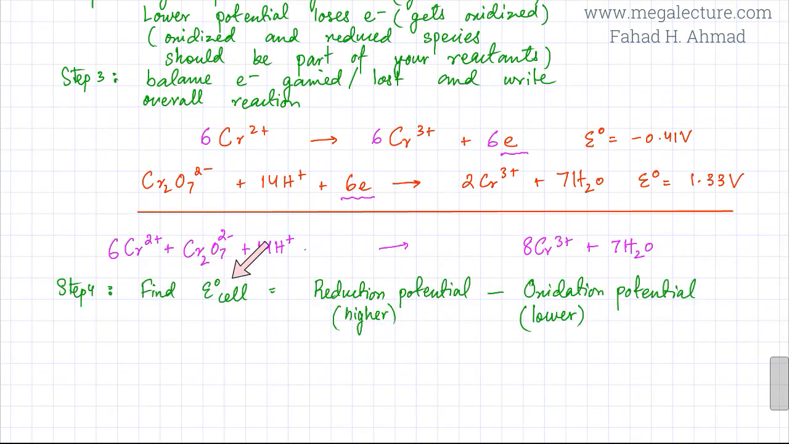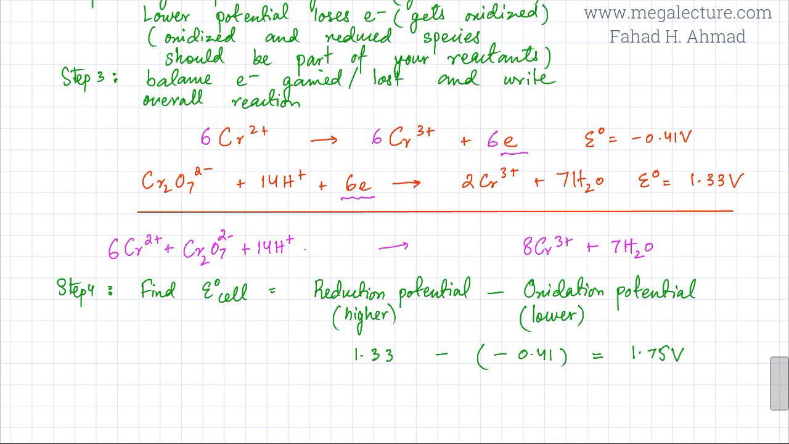In step 4, I'm going to find the E naught cell for this reaction. E naught cell can be calculated by subtracting the oxidation potential from the reduction potential, or the lower potential from the higher potential. The substance that was getting reduced, the higher potential, is 1.33 volts. The substance getting oxidized is minus 0.41 volts. So I just need to calculate the difference. So it's going to be 1.33 minus minus 0.41 volts, and the answer that I get comes out to be equal to 1.75 volts.